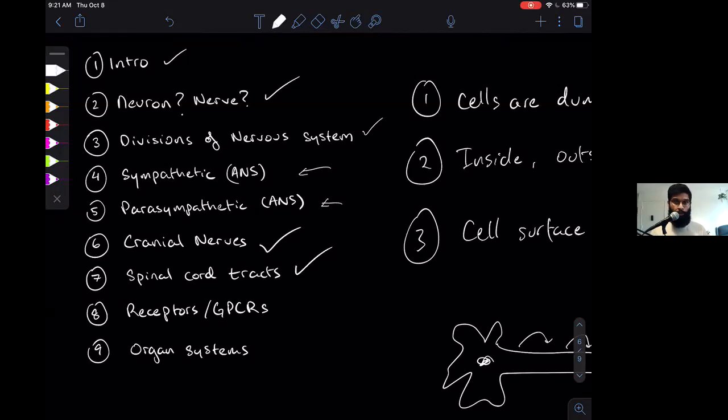Then we went through the spinal cord tracts. So take a break right here. And when we get back, we will talk about receptors and GPCRs. Those are very important.